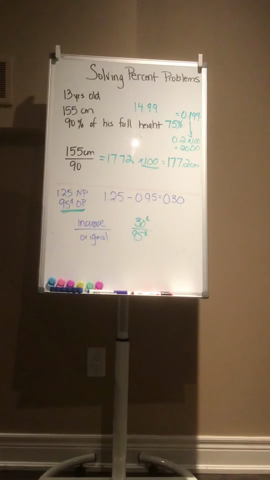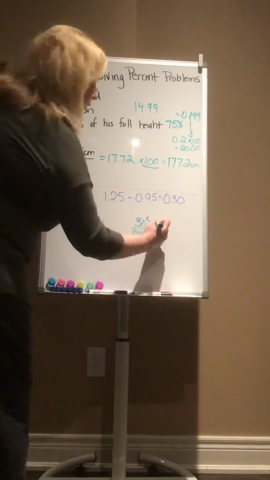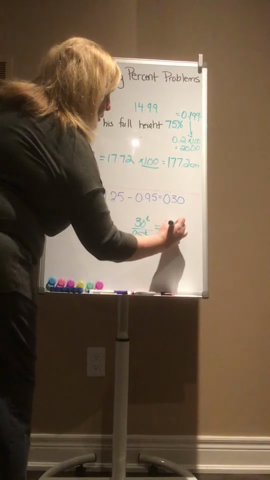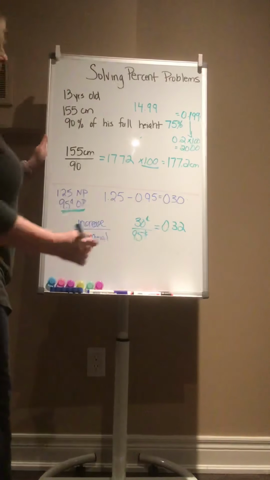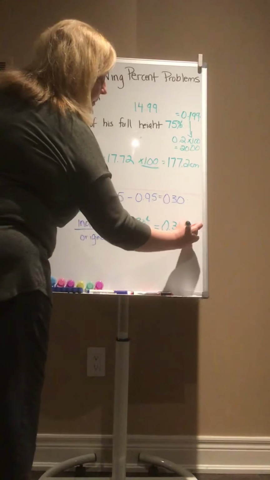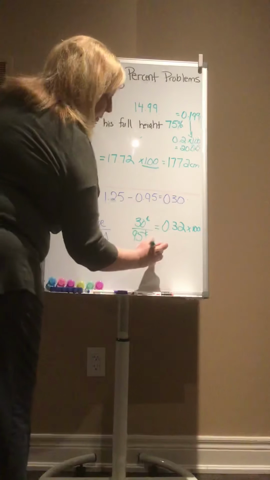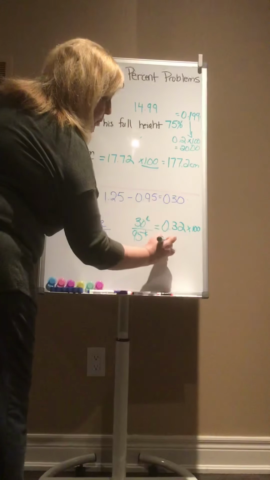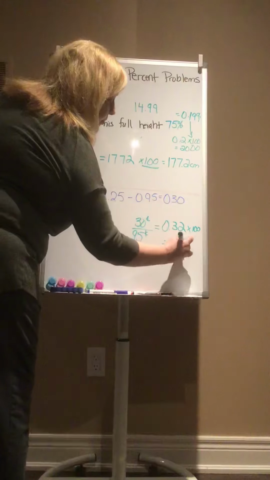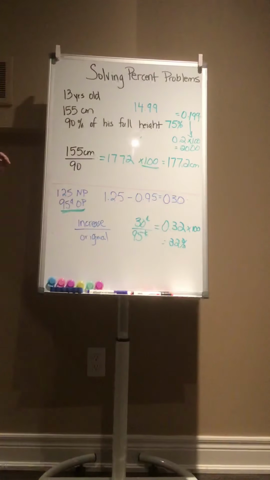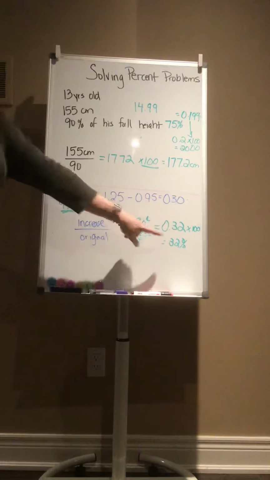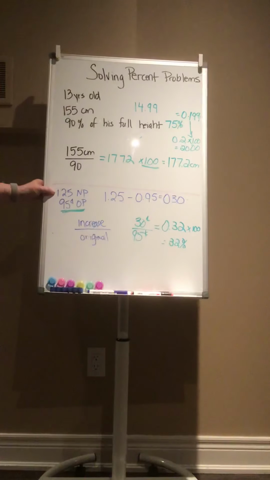So we know that 30 divided by 95 gives me 0.32. If I multiply that by 100, 0.32 times 100, I get 32%. The increase in the price of milk is 32%, from 95 cents to $1.25.